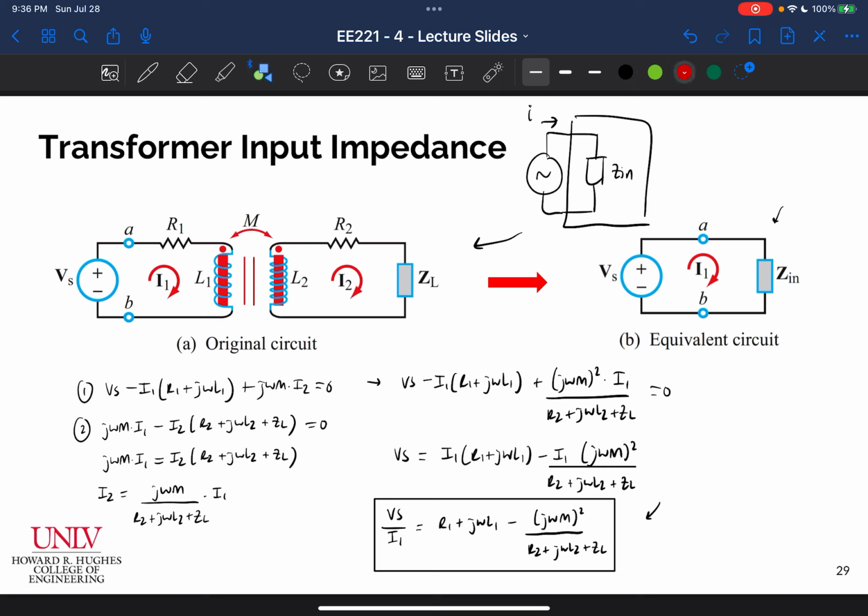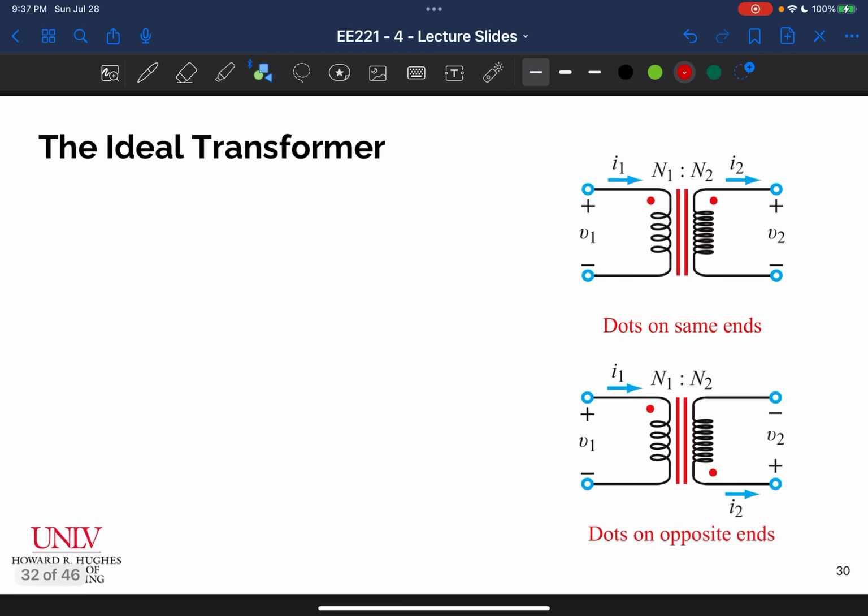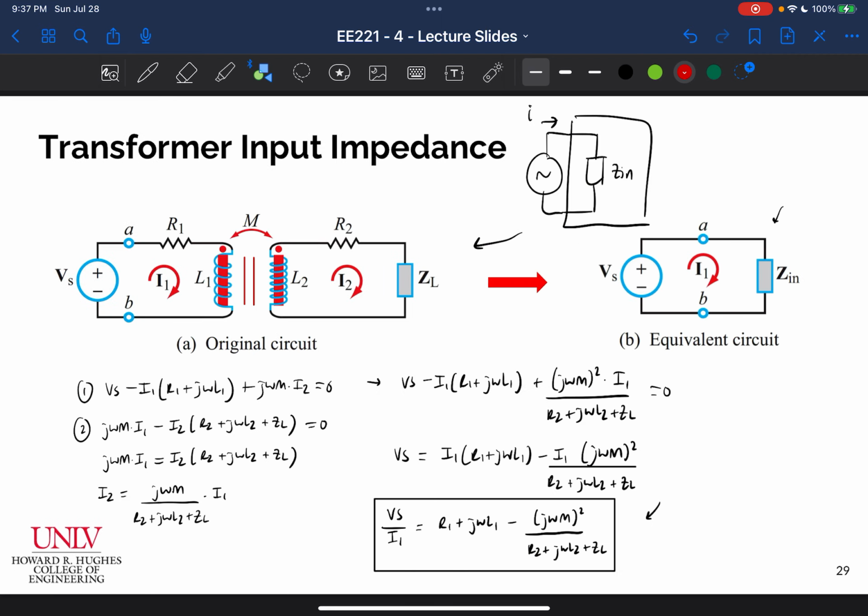And I'm going to go ahead and call this video good, and we'll see you guys in the next video. And what do we got in the next video? Oh, we're starting to talk about the ideal transformer, okay? So we'll talk about the ideal transformer in the next video.